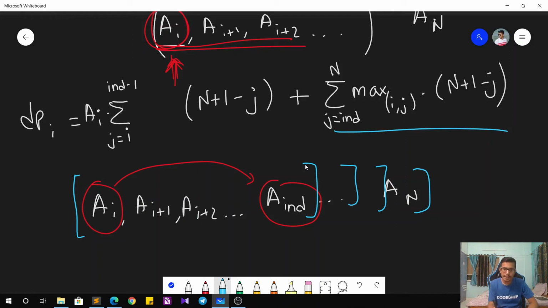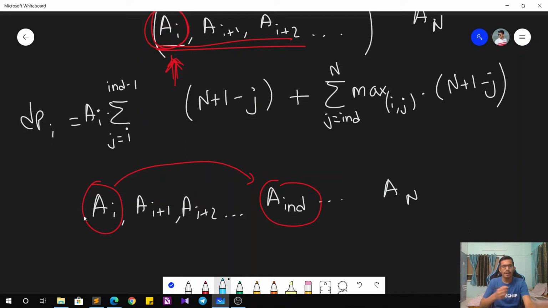So definitely the maximum term is not going to be amongst these elements. Why? Because a of ind is definitely greater than a of i, because that's what the next greater element problem gives us. So rather than writing max of i comma j, we can write it as max of ind comma j. So if I just replace it, max of i comma j is now actually max of ind comma j.